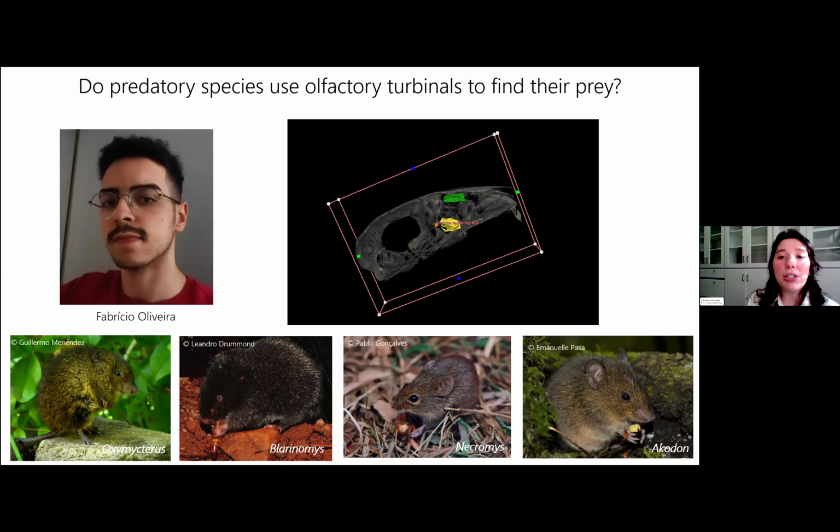However, neotropical species have not yet been truly investigated, and this is the goal of the project led by undergraduate student Fabrício Oliveira. We are beginning to investigate the morphology of the olfactory turbinals in akodontines in order to compare predatory and non-predatory species, as we have been doing for all other morphological complexes, and to try to understand whether predatory species also use olfactory turbinates to find their prey. So Fabrício started working on this just a few weeks ago, so we don't have even preliminary results yet, but we hope to have them soon.